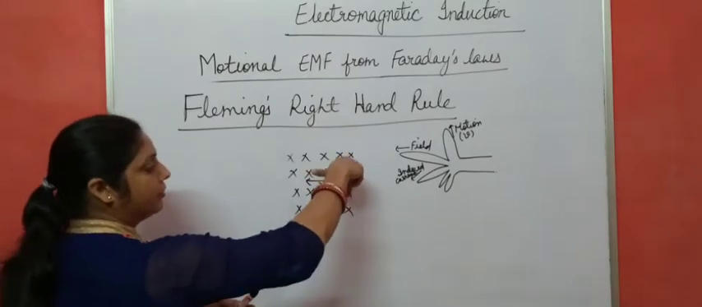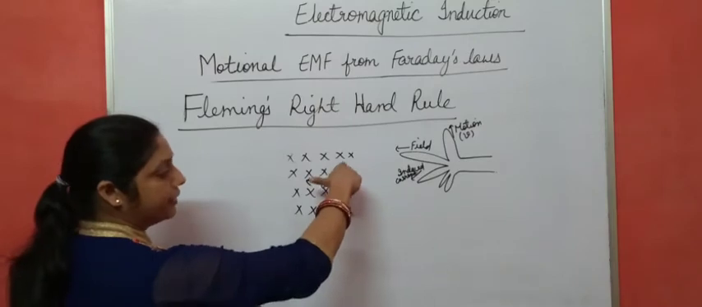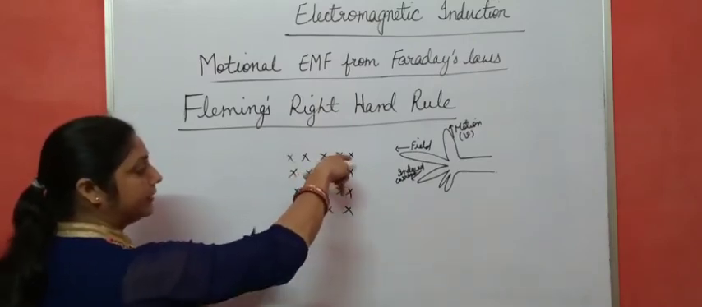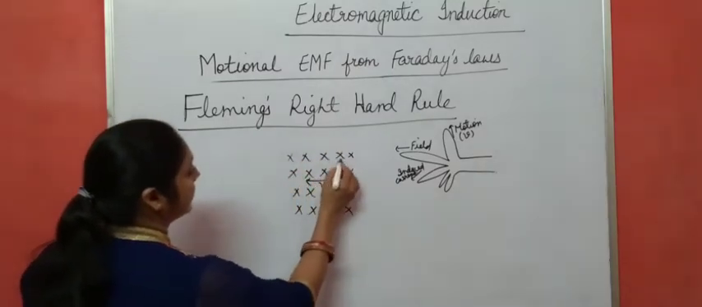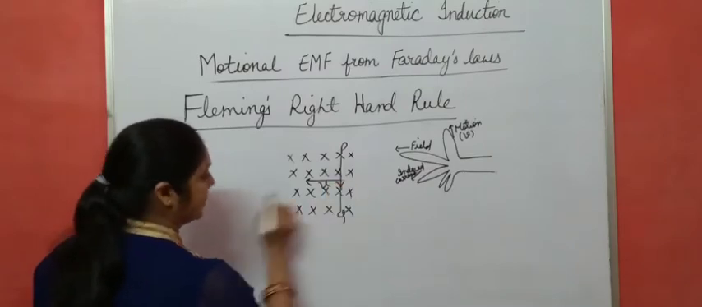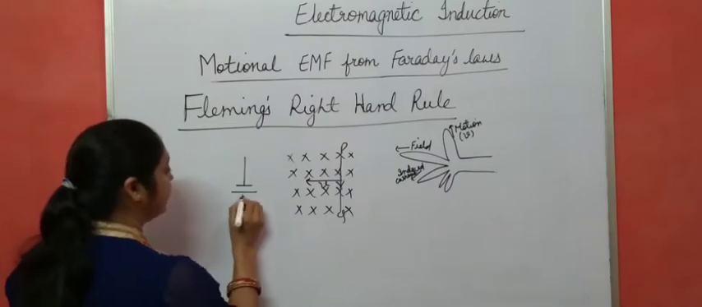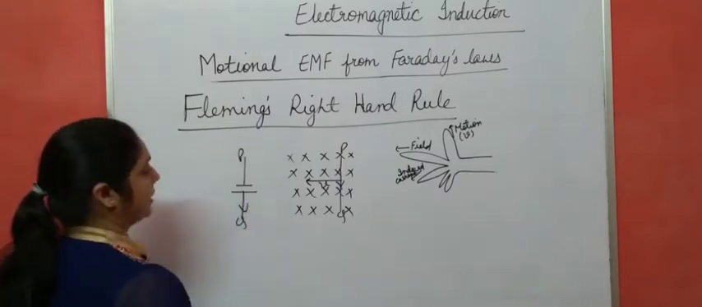Field is inward. According to this rule, the forefinger is the field inward, the thumb represents the direction of motion, and the middle finger represents the direction of current. So this is the conductor PQ and current flows in this direction. The positive terminal becomes this side and the negative terminal becomes this side. And current flows in this direction.